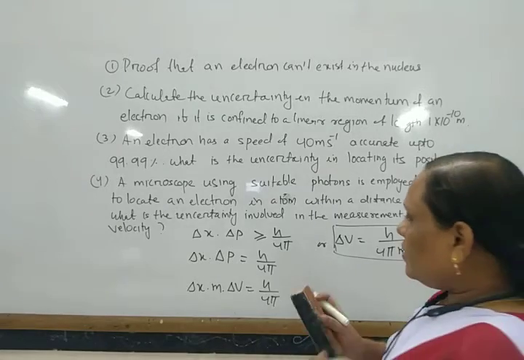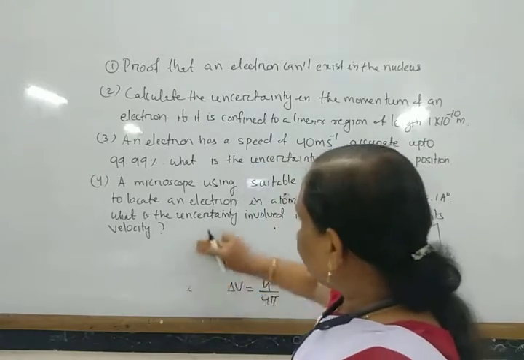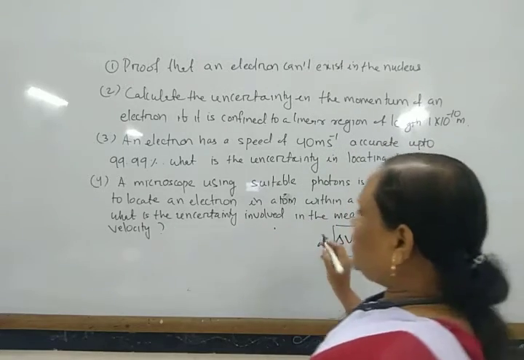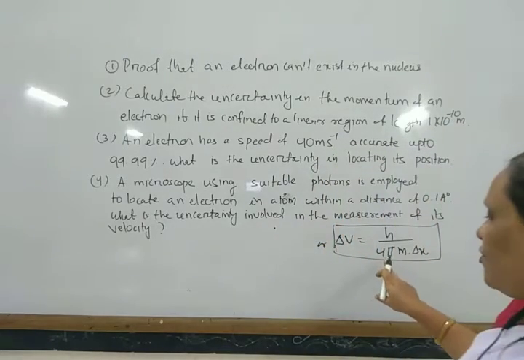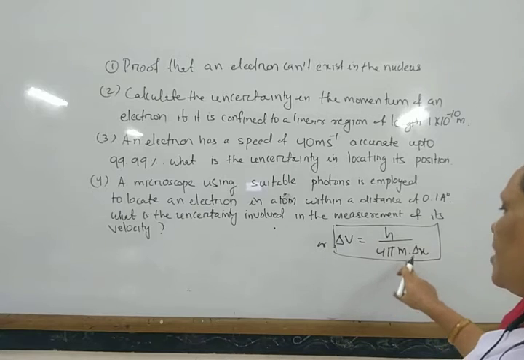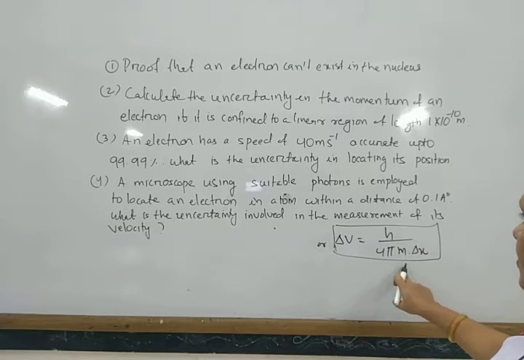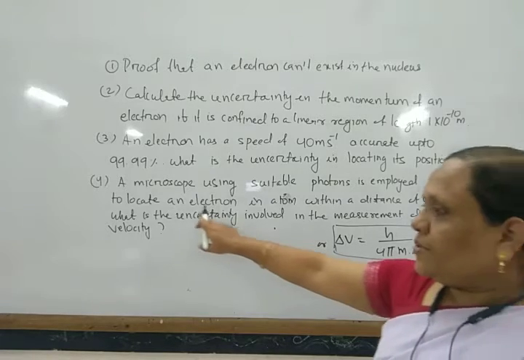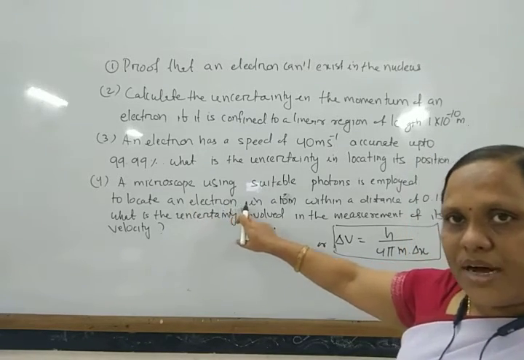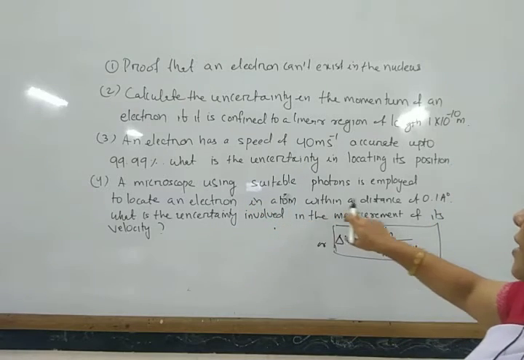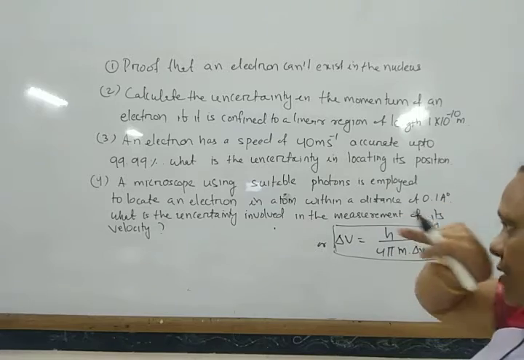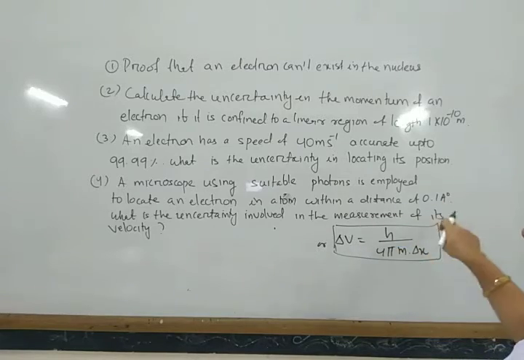Now, what are given? Here given h, that is your Planck's constant, 4 pi value you know, and m, that is the mass of the electron, since a microscope using suitable photons is employed to locate an electron. So, you have to use the mass of this electron, and the distance of 0.1 angstrom. So, substitute all these values.